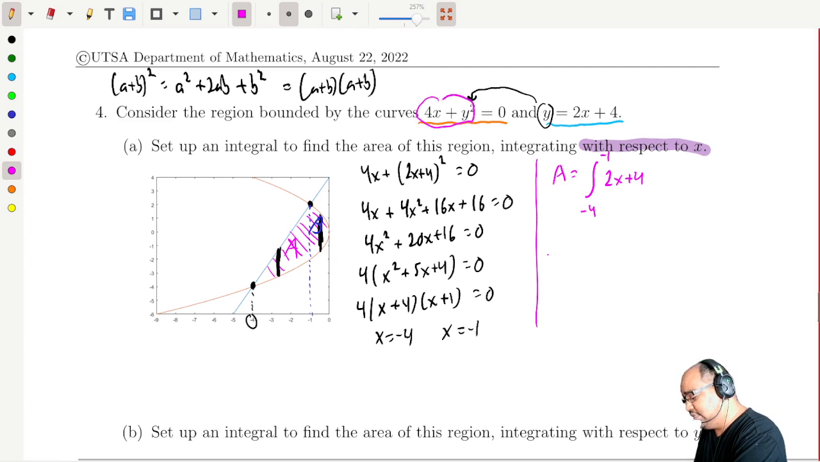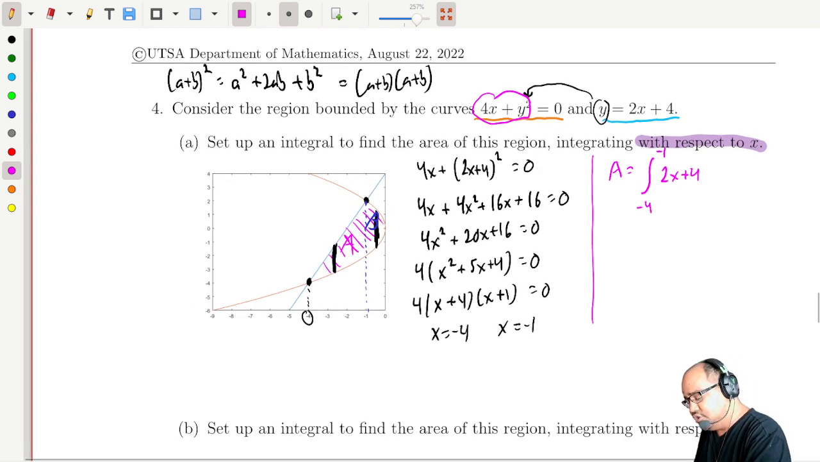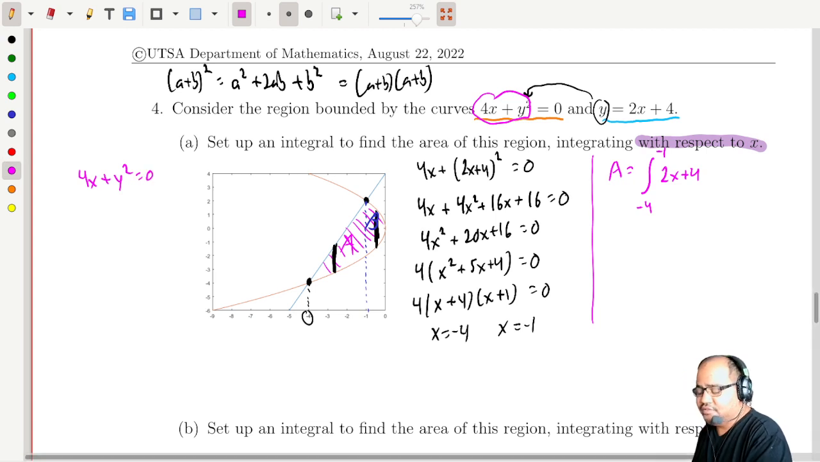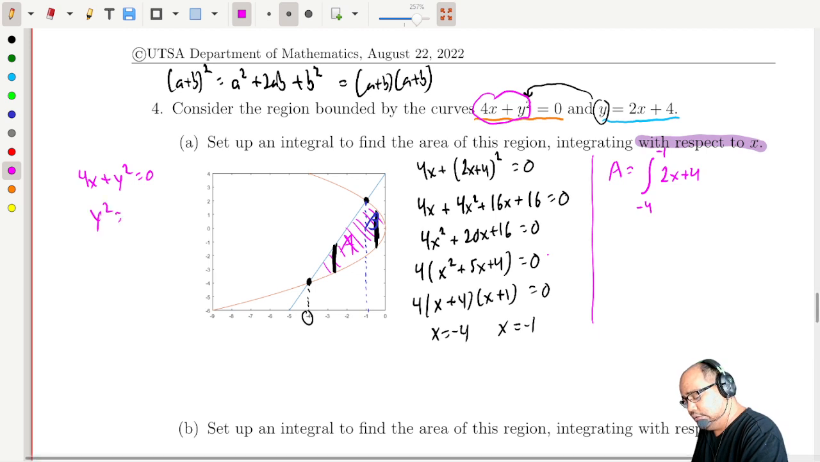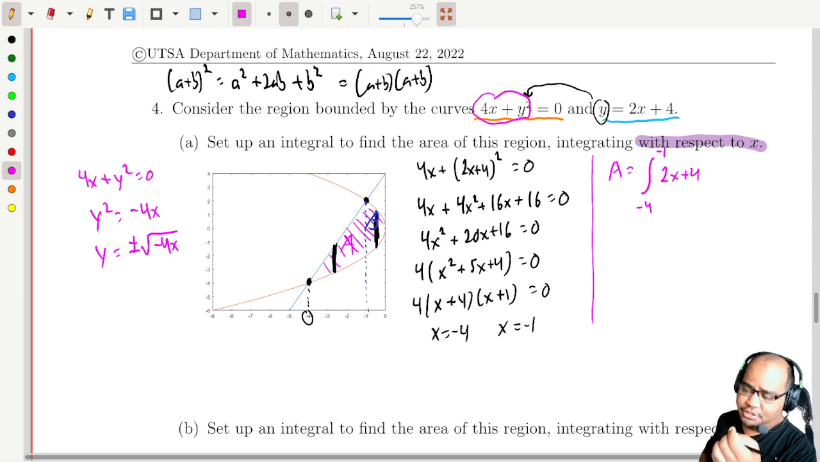So we'll go ahead and take this thing. Let's go off to the side here and do some side work. 4x plus y squared equals 0. I want to go ahead and solve this for x, so I subtract 4x from both sides. I take the square root, but when I take the square root, I need to include the plus minus here because it's two branches.